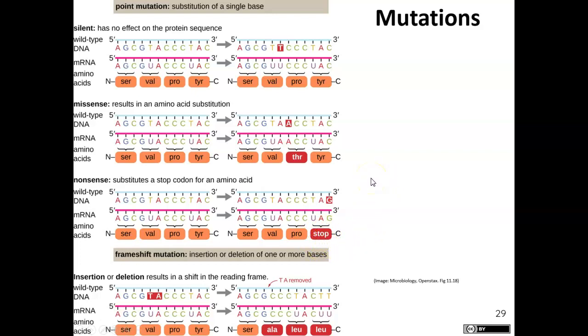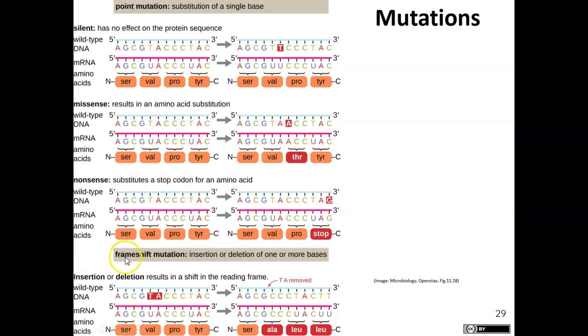And so when you stop protein synthesis, the protein becomes non-functional. So you don't have the amino acid sequence you're supposed to have. The last type of mutation that we're talking about is a frameshift mutation. And so this is caused by either having an insertion or a deletion of one or more nucleotides.